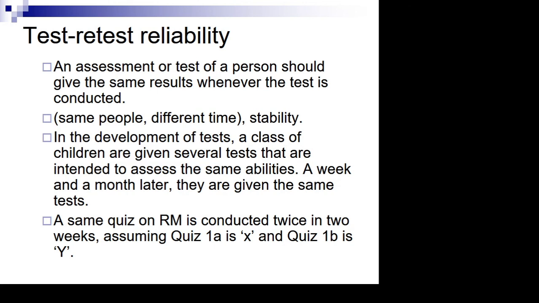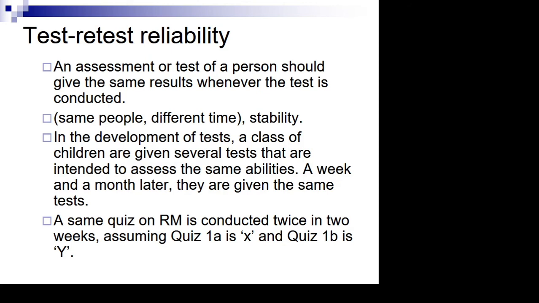We can even try another example. If I'm conducting a quiz on research methods, which is conducted twice in 2 weeks, assuming the first quiz is X and the second quiz is Y. So I have the score of X and the score of Y. And when I establish the relationship between these two, I am actually conducting test-retest reliability.